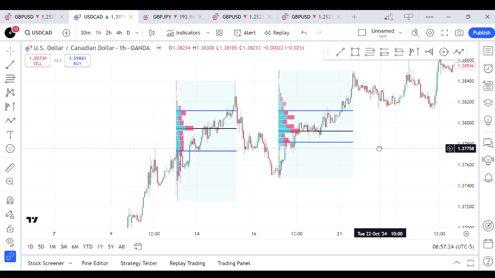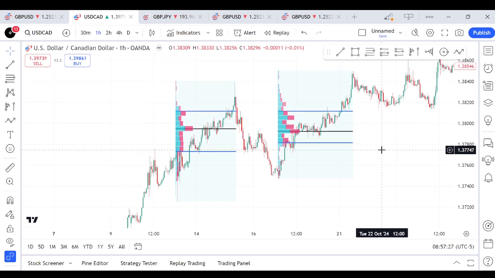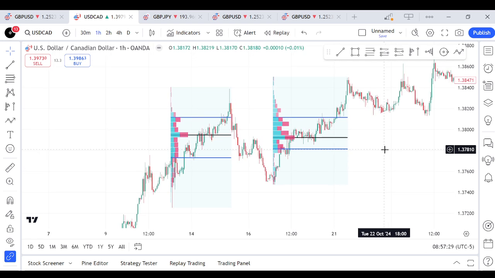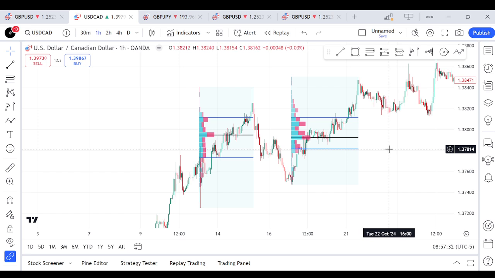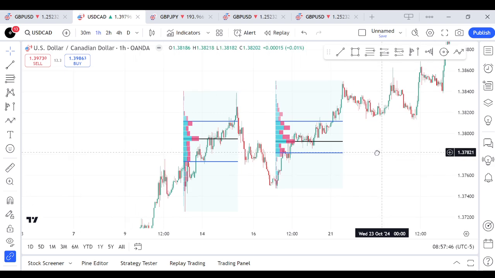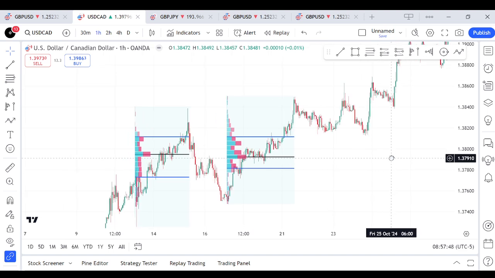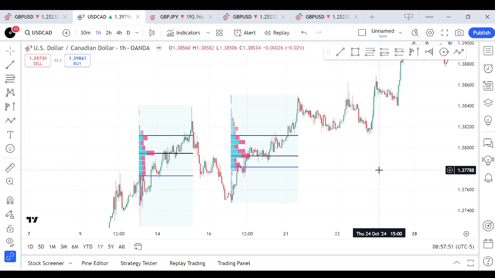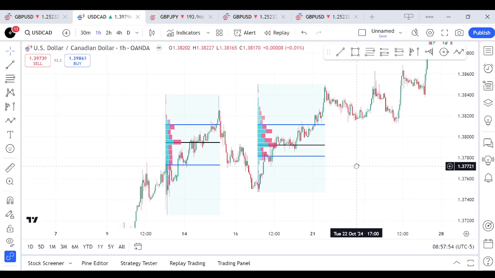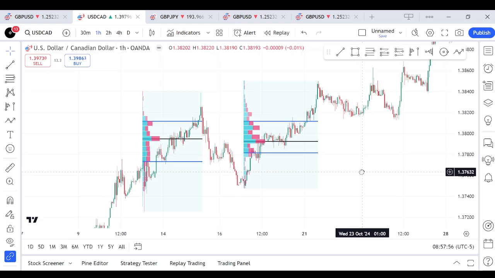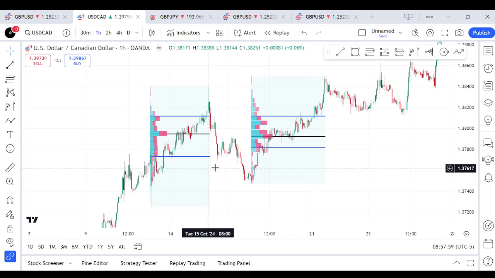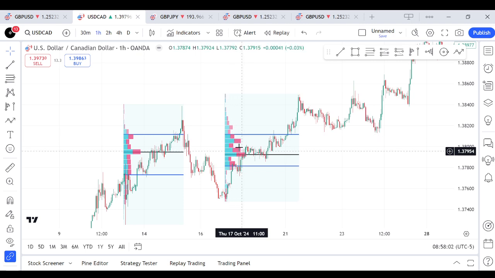So the very first one is you can use it to identify support and resistance levels. High volume nodes, like I said before, often act as strong support or resistance levels. These areas represent price levels where significant trading has occurred, indicating that market participants find value at these prices. So when price approaches a high volume node, it may pause, reverse, or struggle to break through. As you can see, high volume nodes are areas with enough volume and trading activity.